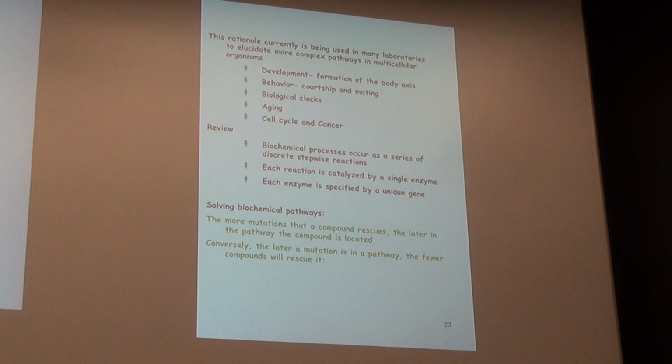Okay, so this is the exact rationale, mutagenizing and analyzing mutants, that's been used recently in the lab to study all sorts of interesting biological phenomena, from the study of fly development, to the study of behavior, to the study of biological clocks, circadian clocks, to the study of aging, as well as cell cycle, etc., etc. The review, basically what you have to keep in mind is that any biochemical or biological process occurs in a series of steps. Each step is regulated by a specific enzyme, and each enzyme is made by a single gene. And so you can use this principle. You can't feed everything, but you can use the principle to figure out pathways by doing these kinds of experiments.